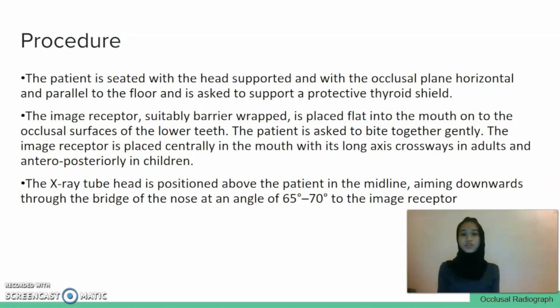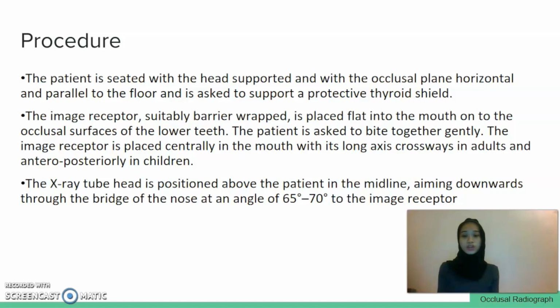The patient is seated with the head supported and with the occlusal plane horizontal and parallel to the floor, and is asked to support a protective thyroid shield. The image receptor, suitably barrier wrapped, is placed flat into the mouth onto the occlusal surface of the lower teeth. The patient is asked to bite together gently.